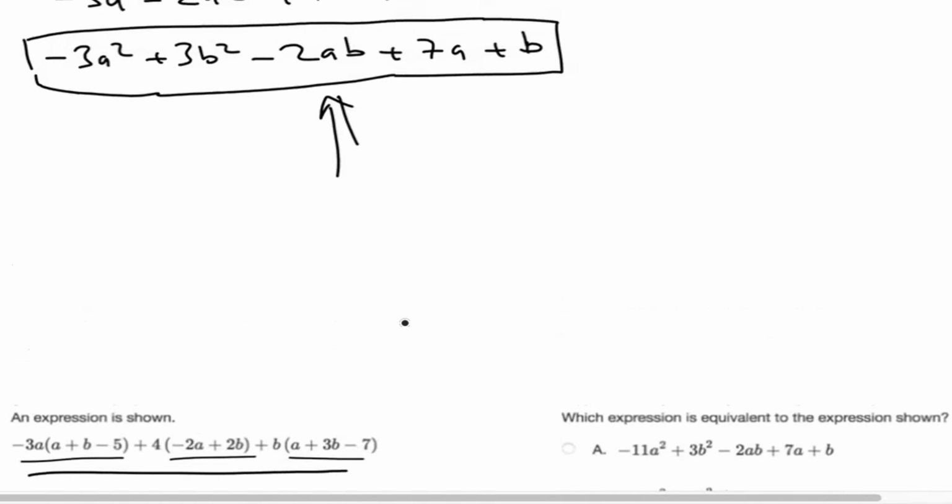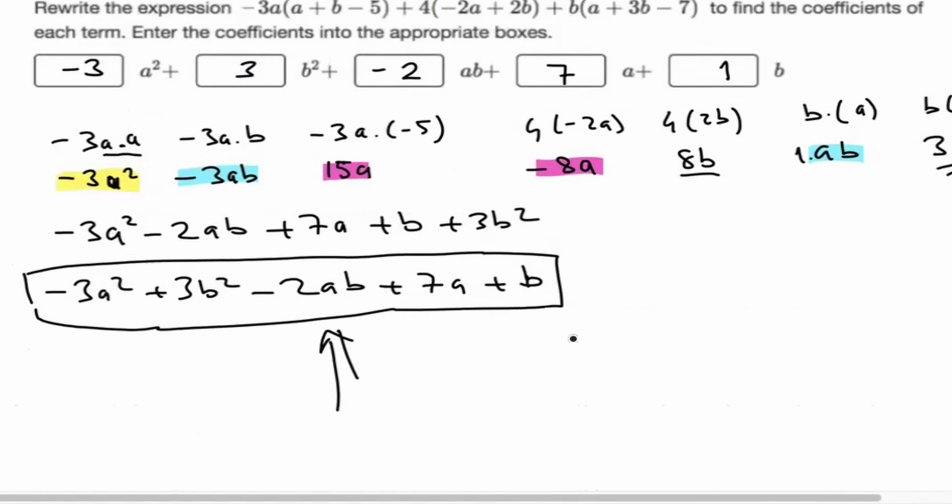So that's all, as simple as multiplication, addition, combining like terms and applying the distributive property.